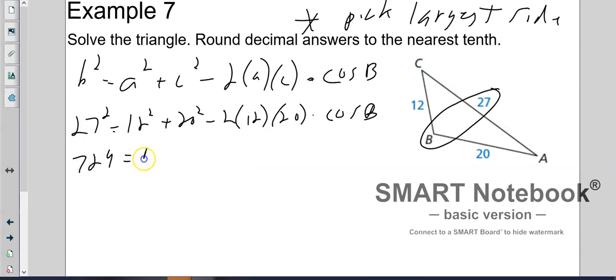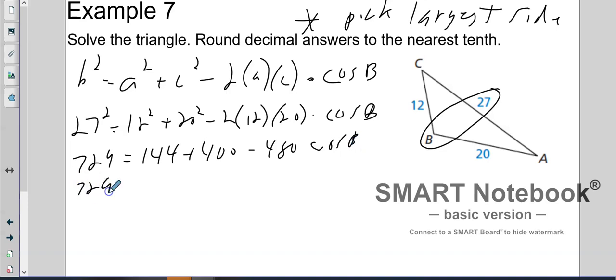Equals 12 squared is 144, plus 20 squared, which is 400, minus 2 times 12 times 20, right? 10 times 12 is 120. Double that is 240, times 2 is 480. So minus 480 times the cosine of B.